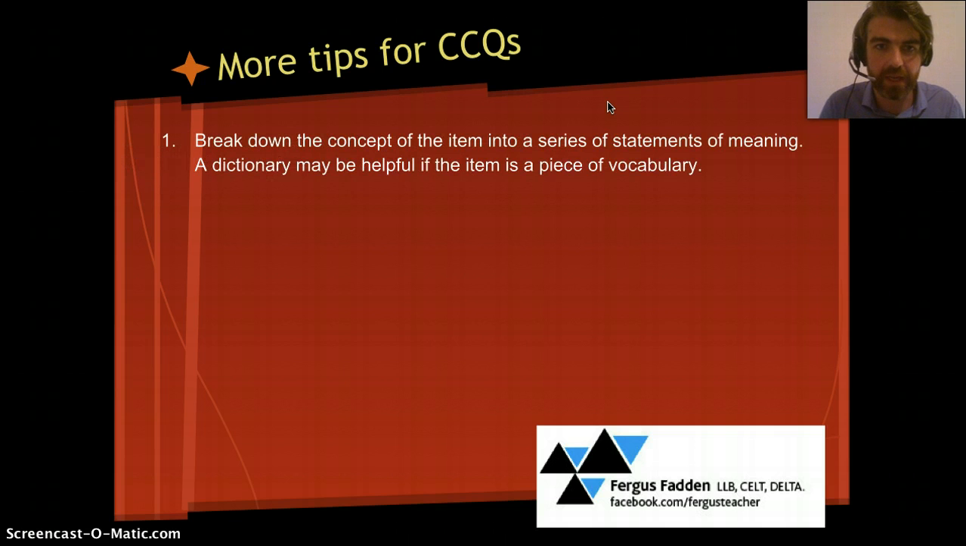So break down the concept of the item into a series of statements of meaning. A dictionary may be helpful if the item is a piece of vocabulary. Just take the definition from the dictionary. The Cambridge Online Dictionary is a very easily accessible source for this. If it's a grammar question, consult a grammar book, preferably a teacher grammar book, from your own point of view. If you find that the metalanguage, or the language used to describe the grammar, needs to be graded, you can do that yourself, or you could also consult a student's, a learner's grammar book to help you with that.